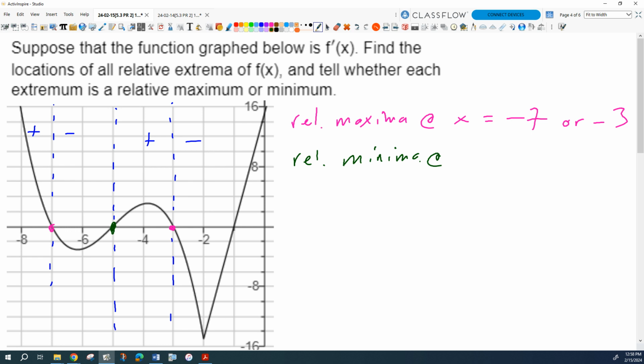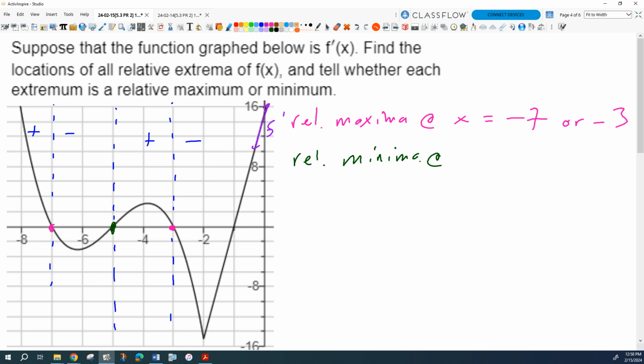You said -2? Yeah. Okay, but you're looking at this graph and saying that's a relative minimum, but this is not a graph of f. This is a graph of f prime, right? So we'd have to have a relative minimum when the derivative is transitioning from negative to positive. Where does that happen? No. Where the derivative function, which is graphed here, transitions from negative to positive. It happened at -5.